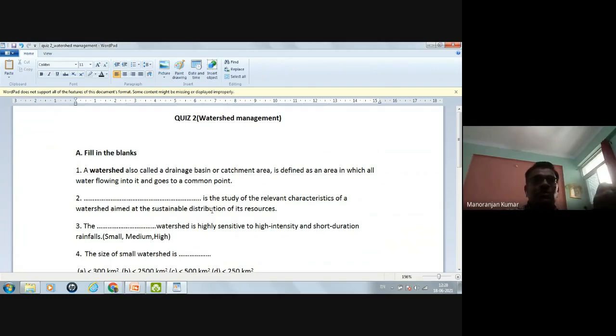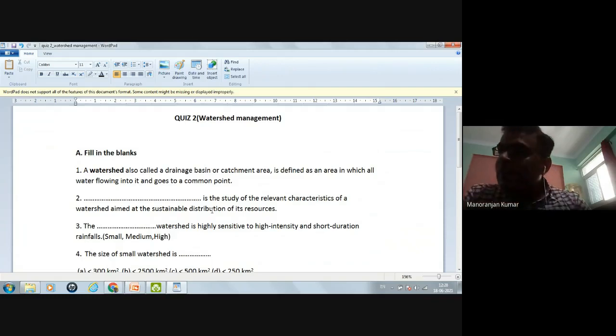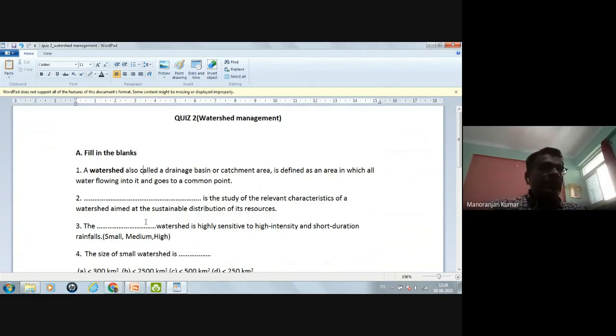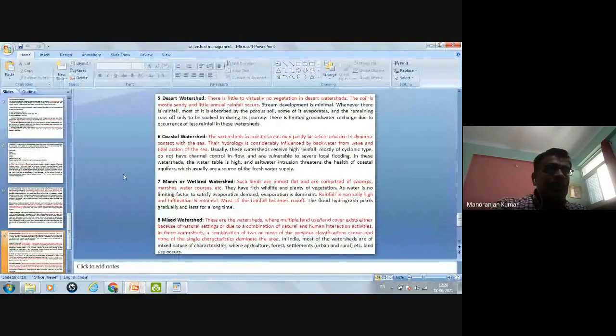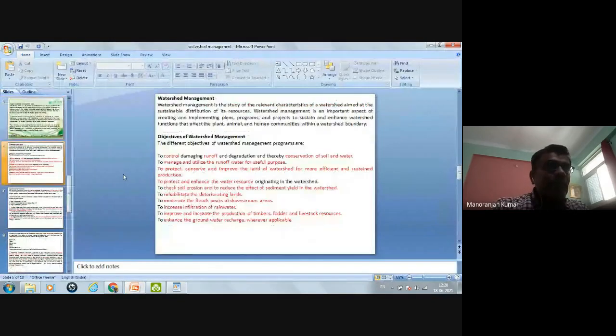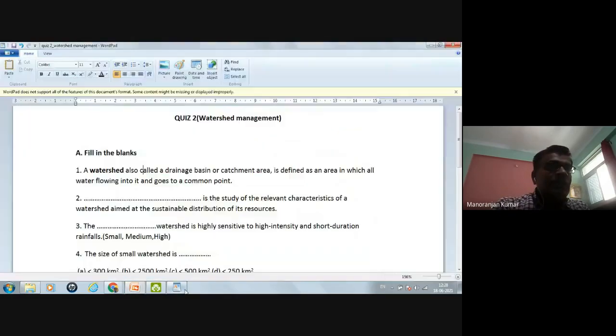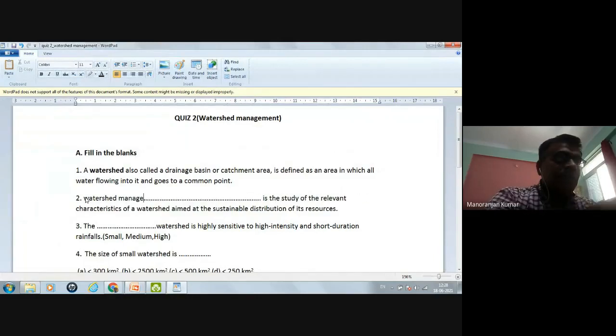The second question is fill in the blank. Dash dash is the study of the relevant characteristics of a watershed aimed at the sustainable distribution of its resources. Okay, so which study is this called? It is watershed management. Here we have seen this one. So here the answer will be watershed management.